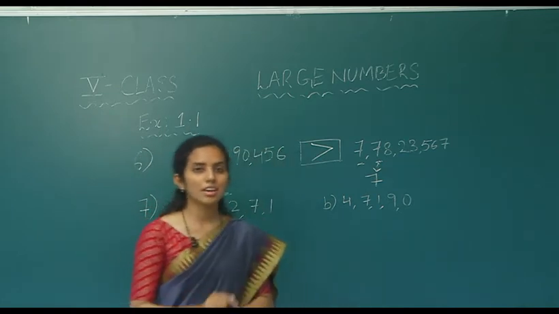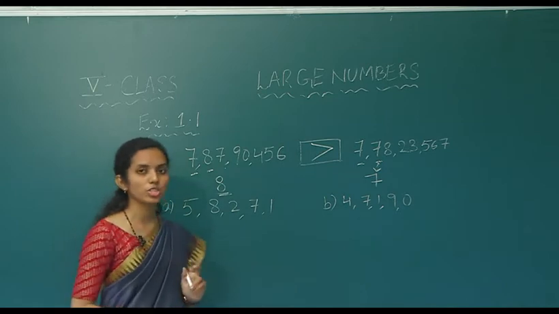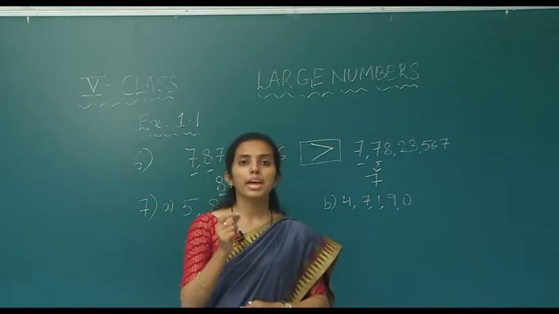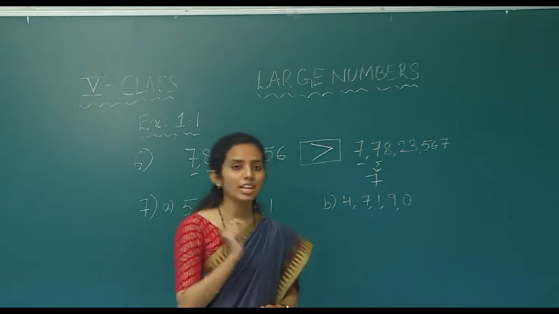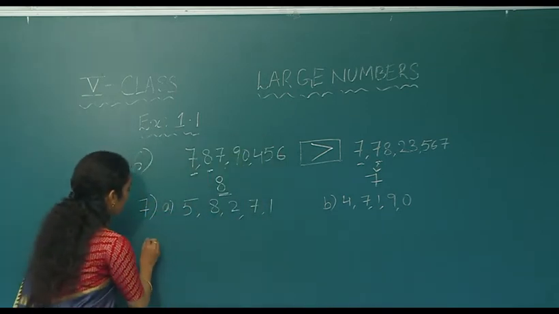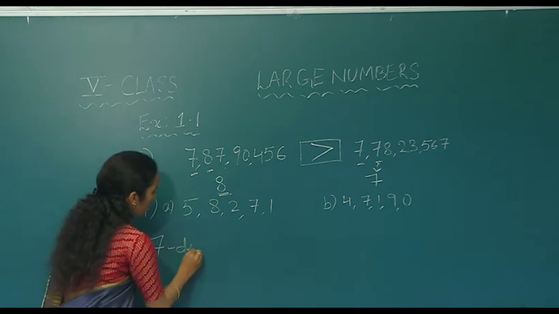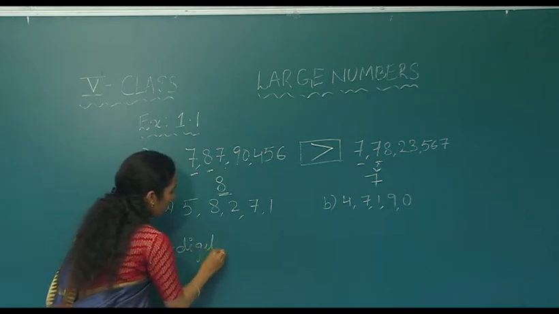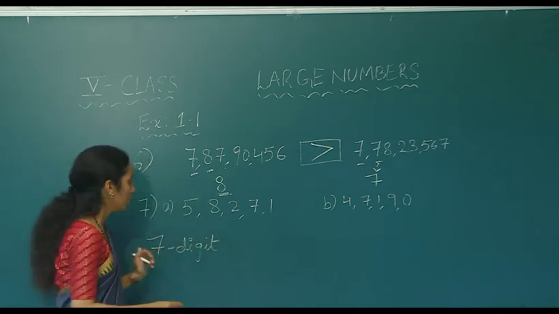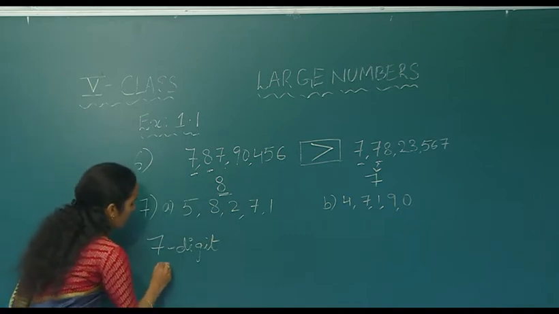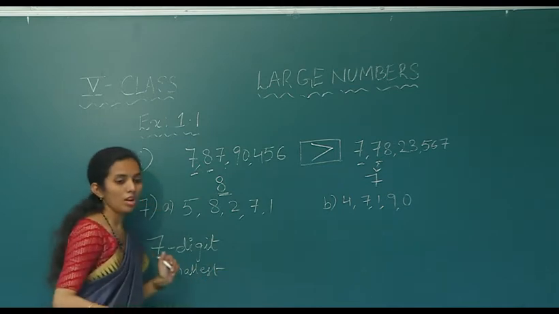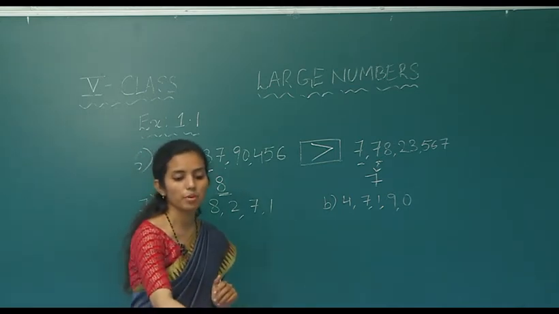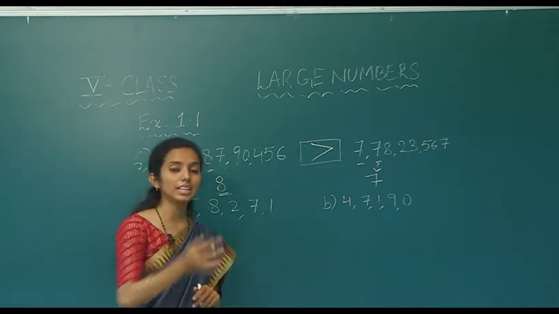Coming to the 7th question. So, in the 7th question, what is he telling? Make the smallest possible 7 digit number. What is he asking us? To make a 7 digit number with the given numbers. He is asking us to make the smallest 7 digit number, and by repeating the numbers.